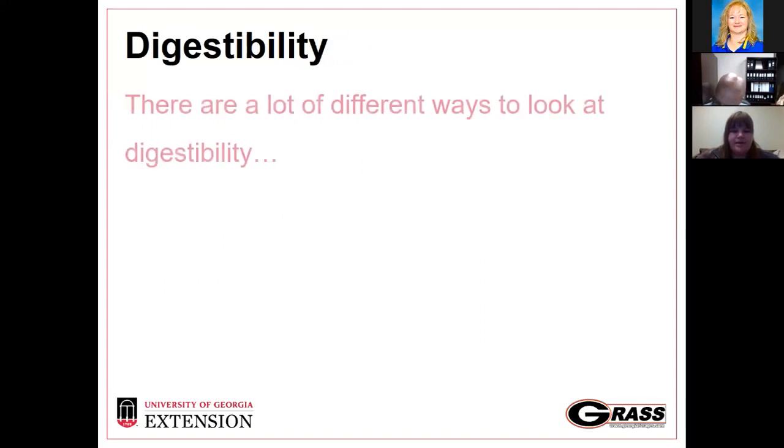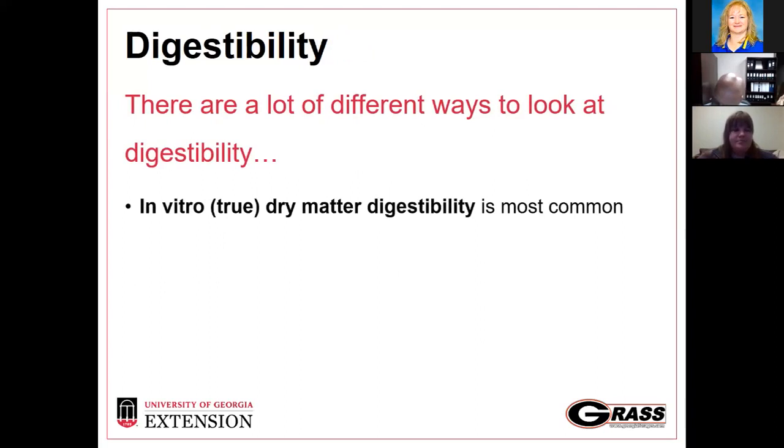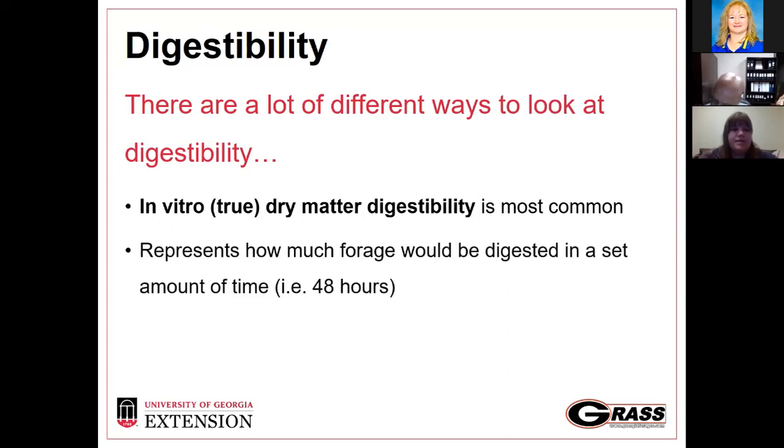There's a lot of different ways that we can look at digestibility. Probably the most common one you'll see is in vitro dry matter digestibility. The word true may be tucked in there. It's usually abbreviated since it is such a long name. But this is representing how much forage would be digested in a set amount of time. The one that's probably most common on our forage reports is 48 hours, but you can see them from 12 up to 72 hours, especially if you're looking at some of the dairy reports. We can either directly measure this or estimate it in our NIR, which is most common for a lot of our beef producers.